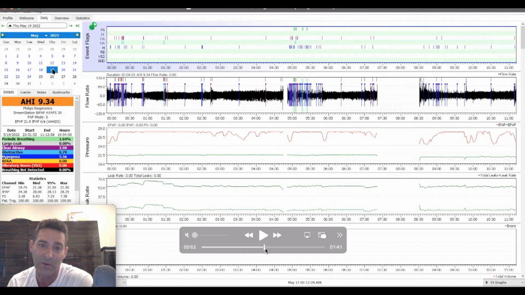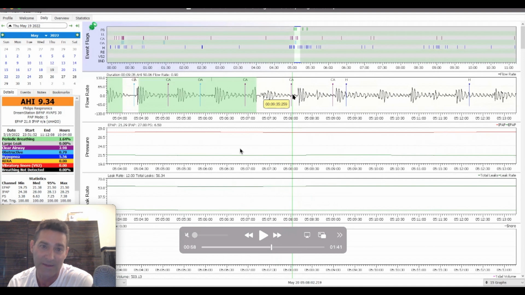So check out this night. Now we do have a little trouble spot there, and I believe that spot we're on right here, it looked like he was on his back. I think we decided he needs to stay off his back.